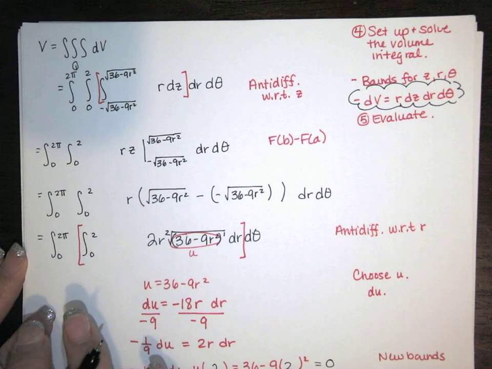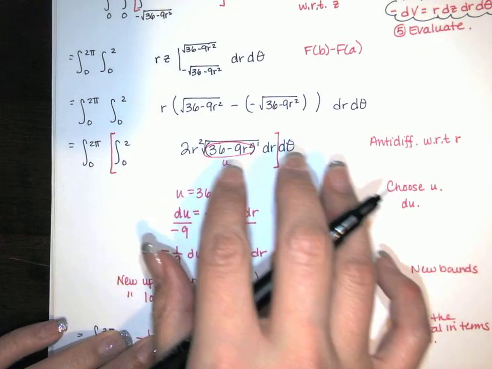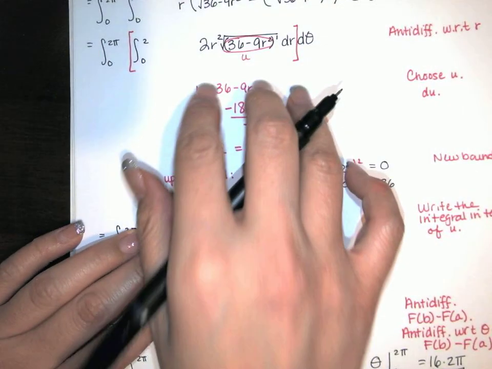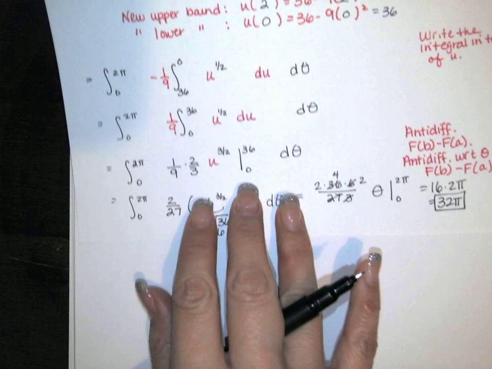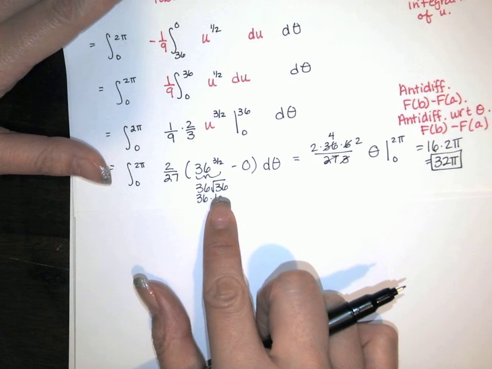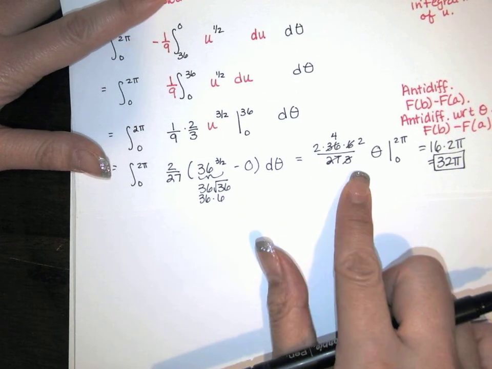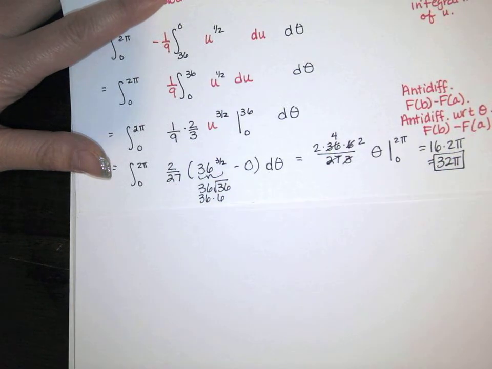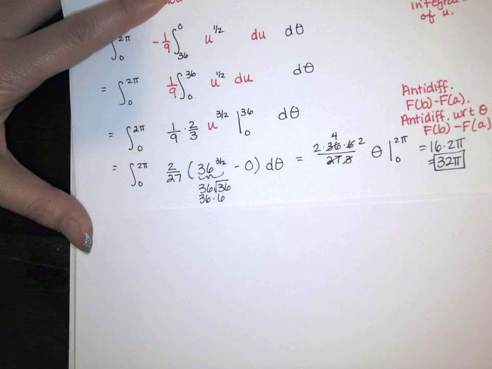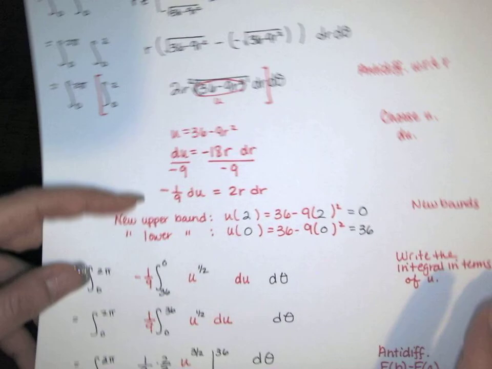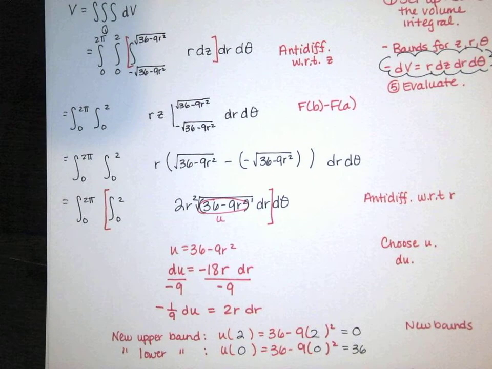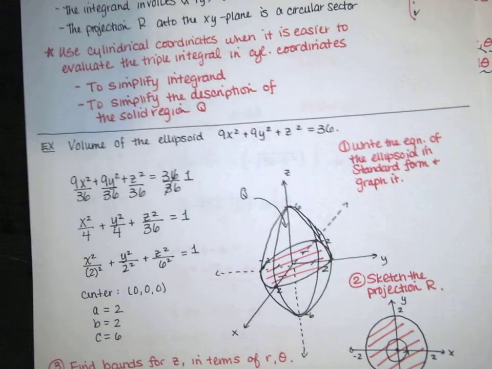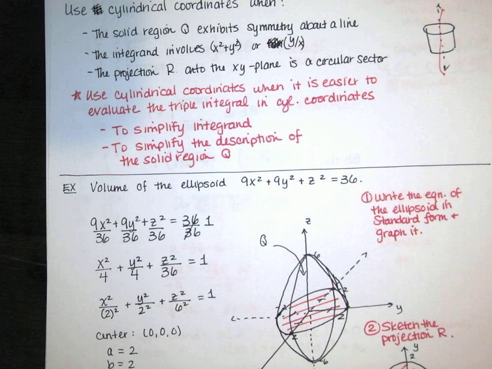So we did that. Integrate with respect to z, use the fundamental theorem. Integrate with respect to r, which required a u substitution. Eventually, we use the fundamental theorem. Then we anti-differentiate with respect to theta and use the fundamental theorem to get our final answer. And that's our final answer. I'm not 100% sure about it, though. I feel like I made a mistake somewhere. Maybe not. Maybe it's fine. But that is the volume of our ellipsoid using cylindrical coordinates.